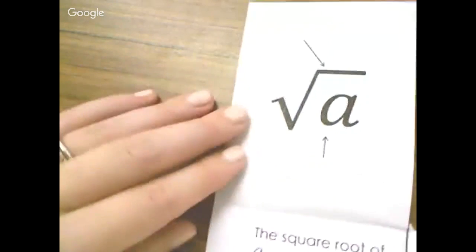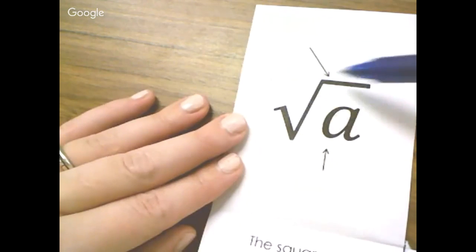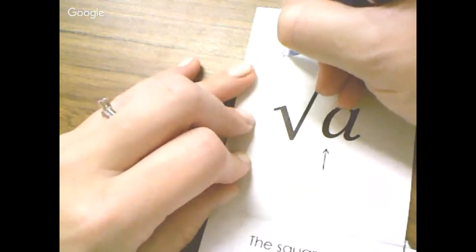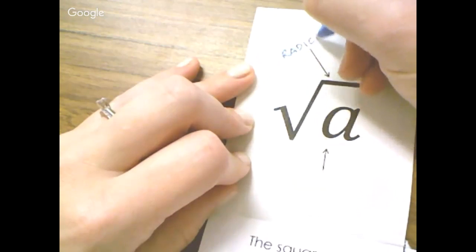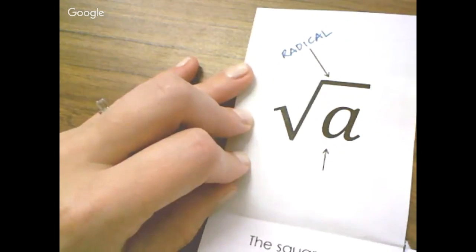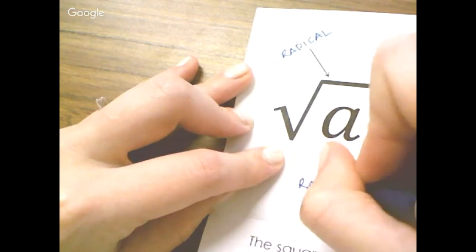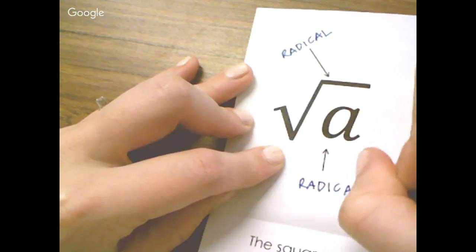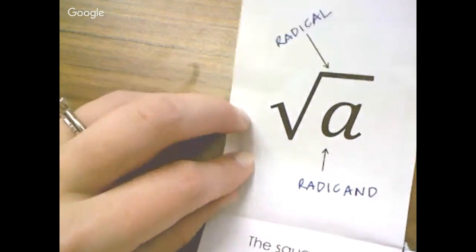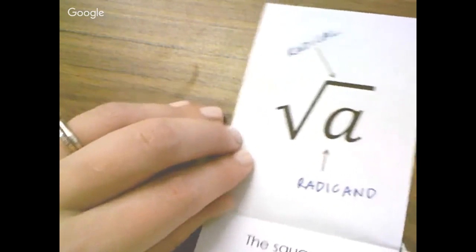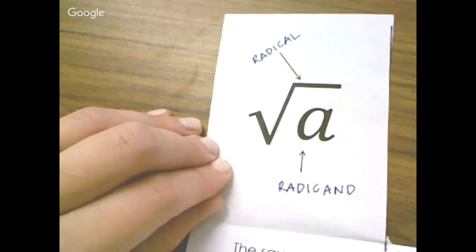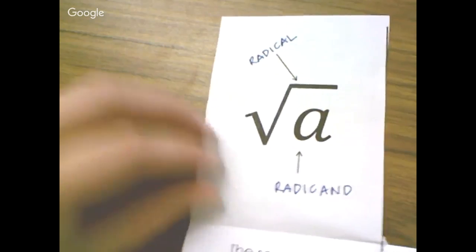Okay, and the official names for these: my symbol, this is called the radical symbol. My interior number, this is the radicand. Okay, so that's the official name for that square root symbol and then the interior numbers.